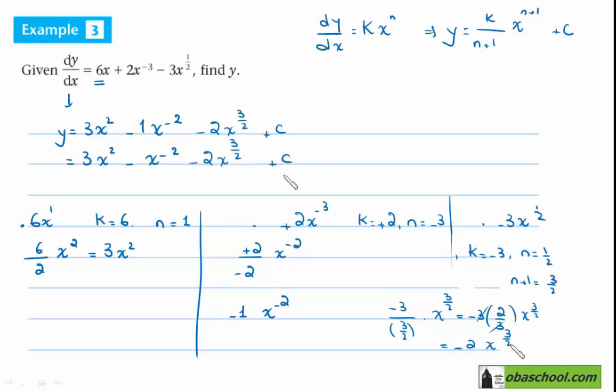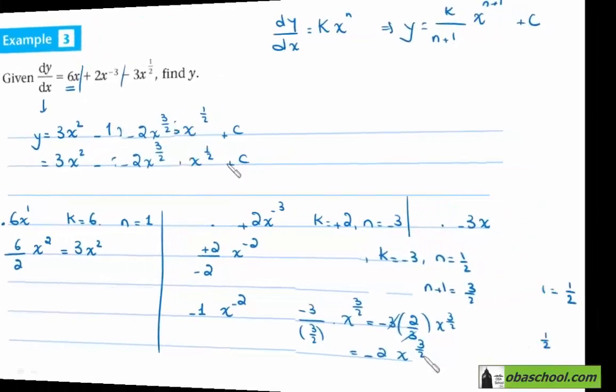We did not write the constant in each term, but we wrote it just in y. So we integrated each term separately and then substituted in y, and we added the constant c. This is an easy straightforward example.